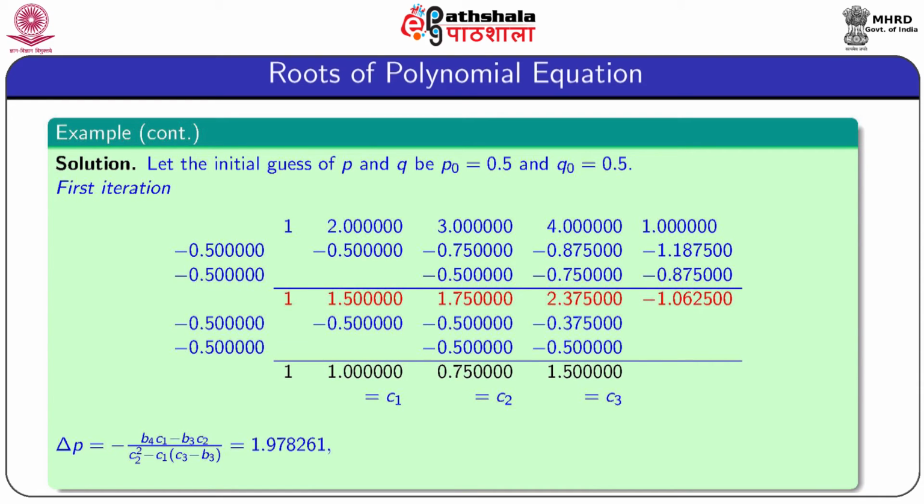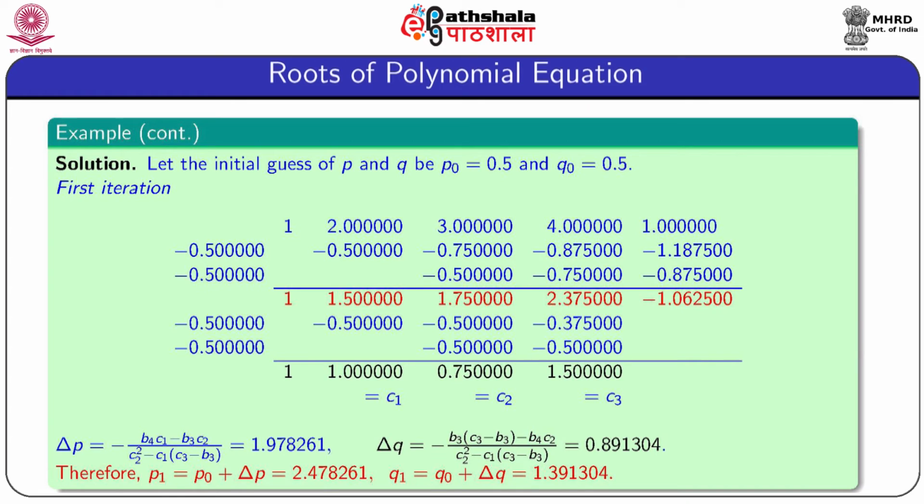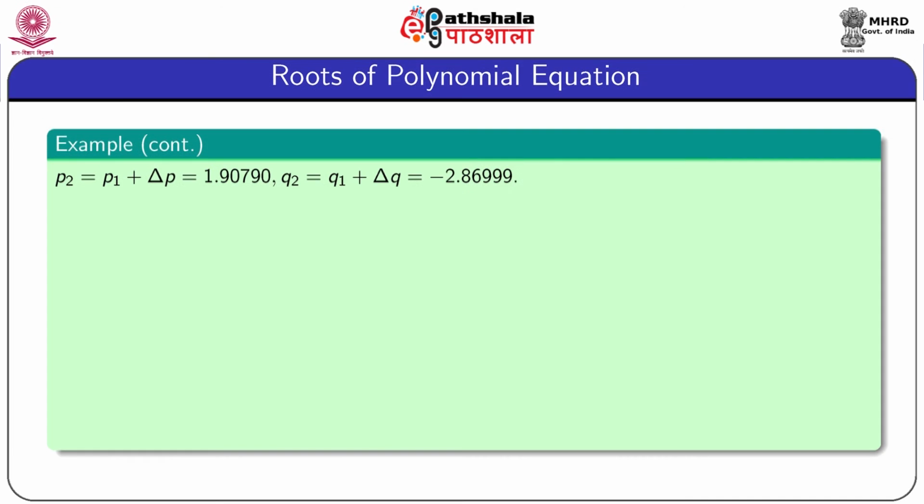Hence, delta p is equal to 1.978261 and delta q equals 0.891304. This is the first approximate value of delta p and delta q. Therefore, the first approximated values of p and q, which are the main quantities of the quadratic factor, are p1 equals p0 plus delta p, which is equal to 2.478261, and q1 equals 1.391304. The second iterated values are p2 equals 1.90790, q2 equals minus 2.86999.